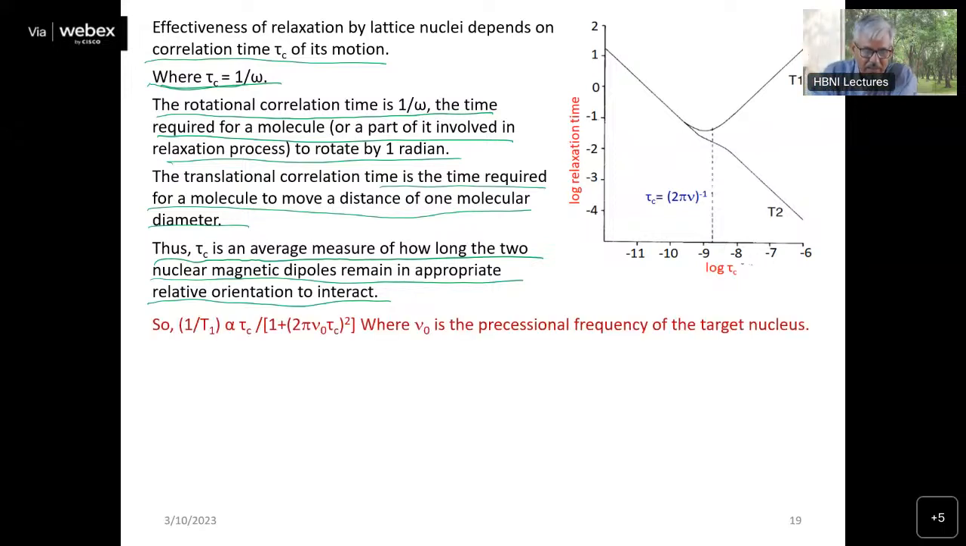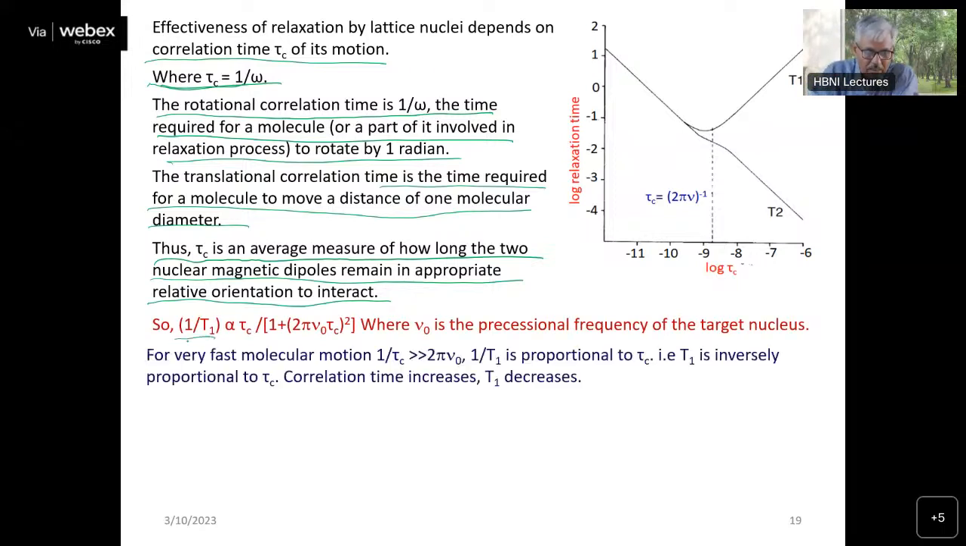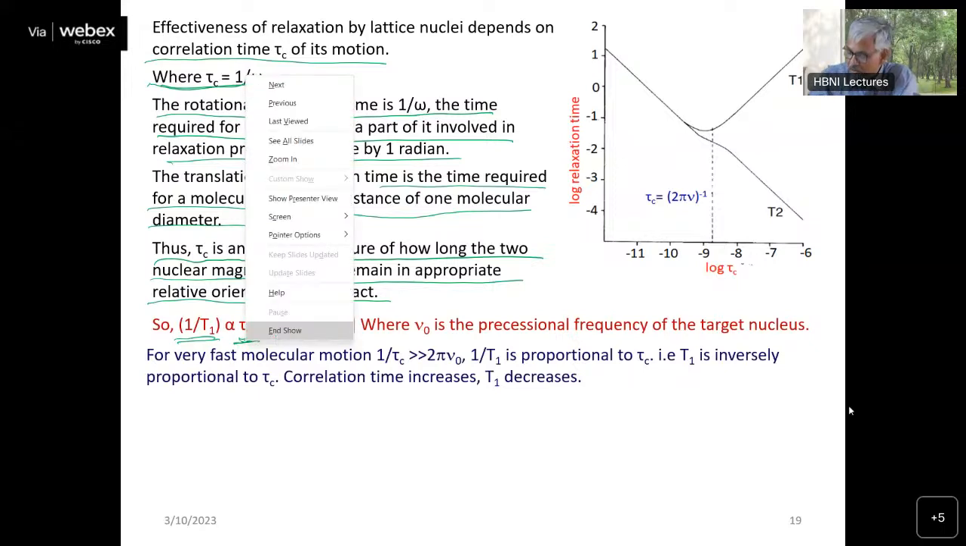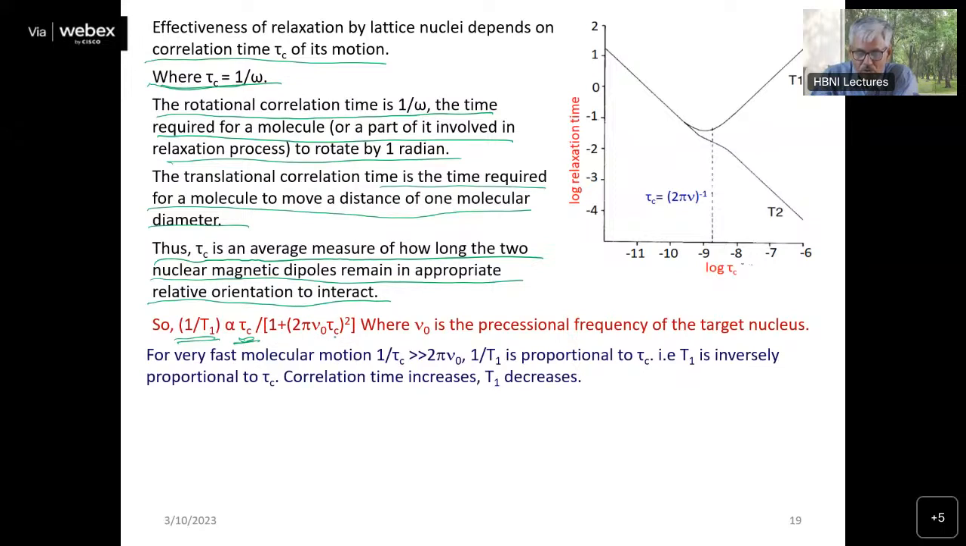Okay, so this is the final equation that you can correlate the T1 relaxation time with the correlation time tau. So 1 by T1 is proportional to the correlation time divided by 1 plus 2 pi nu 0 squared tau c squared. So nu 0 is the precessional frequency of your target nuclei. Let us say if the molecular motion is very fast, then 1 by tau c will be much greater than 2 pi nu 0, and 1 by T1 is proportional to the correlation time. So T1 is inversely proportional to tau c.